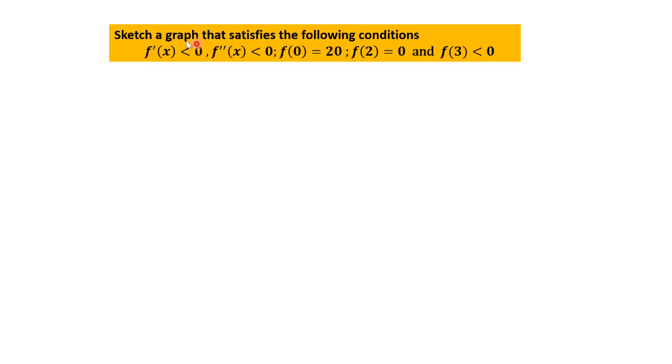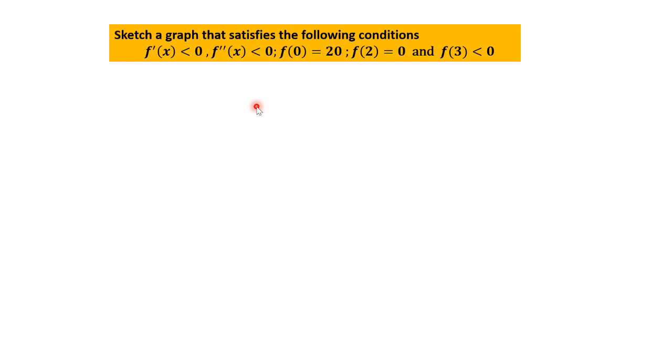So this derivative less than 0 means I'm going to have a decreasing function. The second derivative less than 0 means it's concave down. Now remember, concave down means the curve is below the tangent. F of 0 is 20. Hopefully you all know that that means when x is 0, y is 20. And then when x is 2, y is 0. And f of 3 is less than 0 means that when x is 3, you're going to get a negative y value. So I want you to pause and try to graph it and see if it looks like mine.